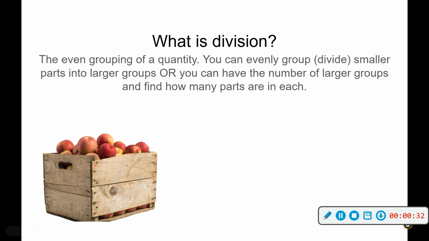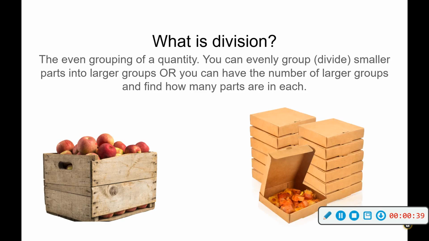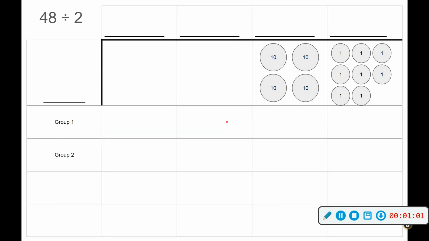For example, this is one group of a large amount of apples inside of it. Or you could try to find the number of boxes with each pizza in each one. So we have a certain number of slices in one box, so how many boxes would that be? You can look for just one box, or you can look for multiple boxes. So division is an even grouping of a total. So using that knowledge, let's look and see what that looks like when it comes to using numbers.